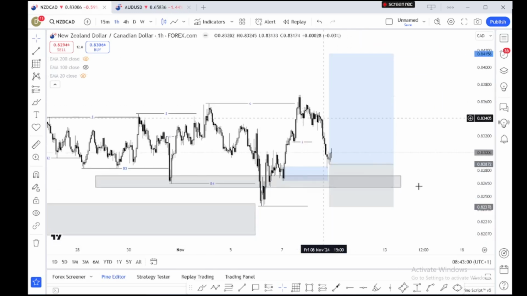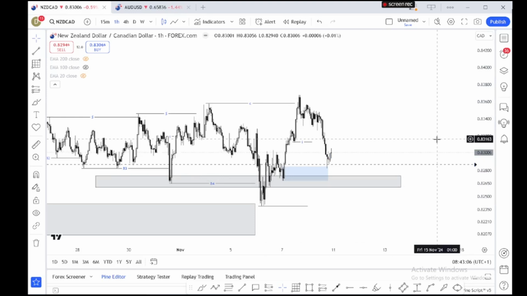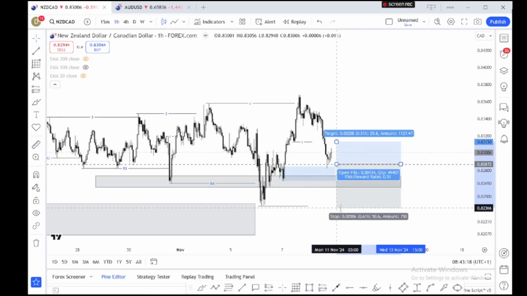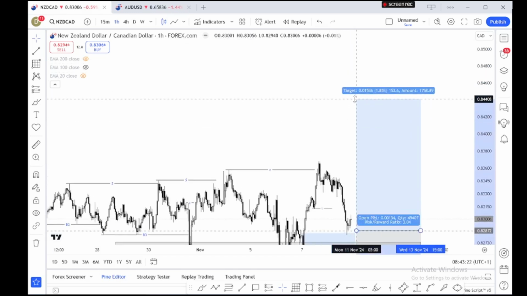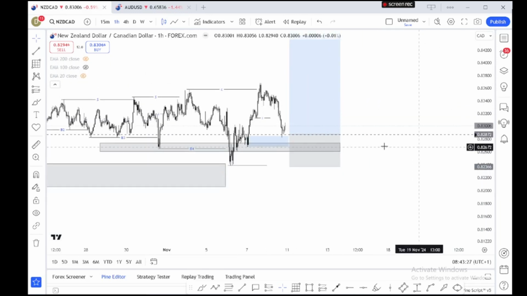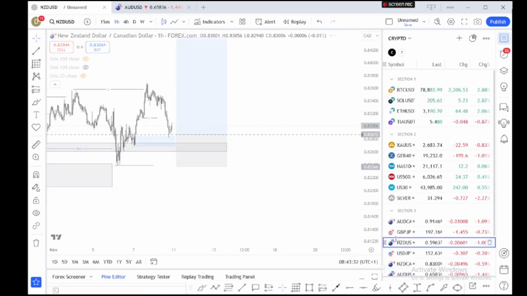So probably I will set alert here. If market comes back to this level by Monday, by market open, I'll buy this market from here. So this is going to be my entry, like this. My stop loss below here. Then I will look for 1 to 3 to the upside. So this is my setup on NZD CAD. So what next? The same thing on GBP USD.